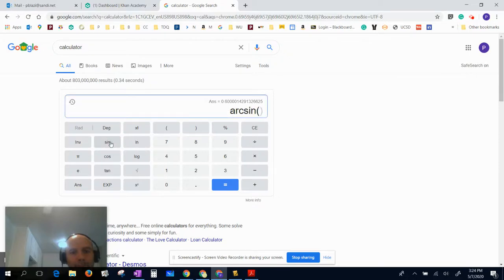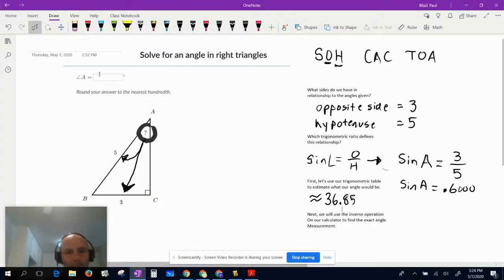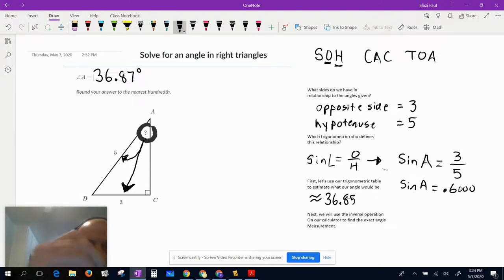Okay? So we're going to punch this. It's going to say arc sine right here. And then we're going to type in 0.6. All right? Because that was our ratio, 3/5. And that equals 36.869. And we had to round to the nearest hundredth. So 36.87 is going to be my answer. Okay? So 36.87 degrees would be my answer on this one. Okay? All right. Next question.